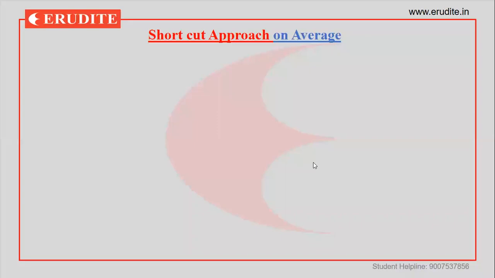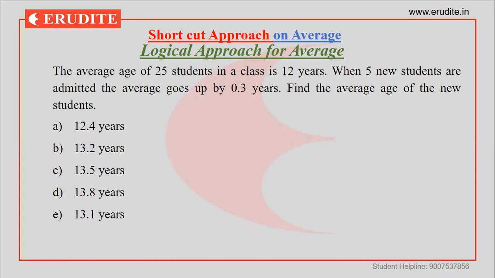Let us discuss one shortcut approach on average, which is nothing but one logical approach. If we can apply logic properly on average, then we can find some of the questions would be much easier rather than going with cumbersome calculation. Just logically, we can solve it. We will take one such question.